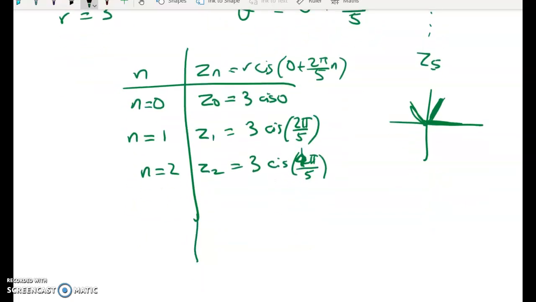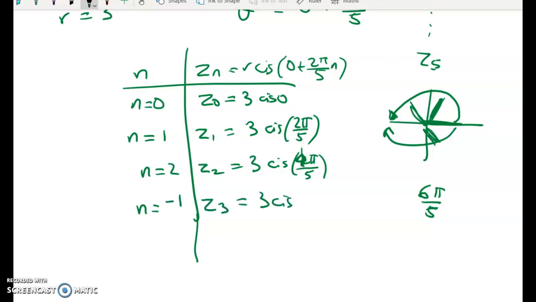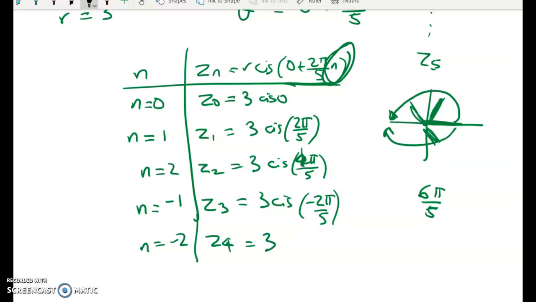Now, we could keep going and put in 3, and then we'll get 6 pi on 5. But I kind of have this thing about making my angle be between 0 and pi, or 0 and negative pi. So I'm going to move backwards and go to n equals -1 and start doing the ones down here. So z3 will be 3 cis -2 pi on 5. I'm getting that by substituting n equals -1 in here. And the last one, n equals -2, gives me z4 is equal to 3 cis of -4 pi on 5. So there you go. We've got our 5 roots, which makes us feel happy because of the fundamental theorem of algebra.